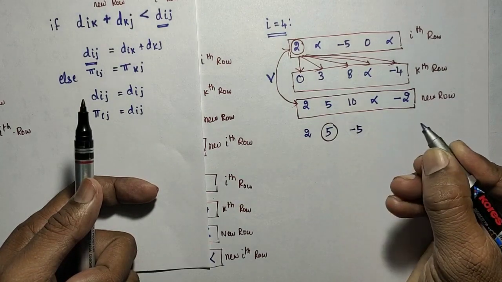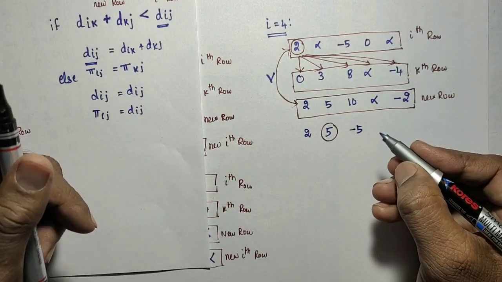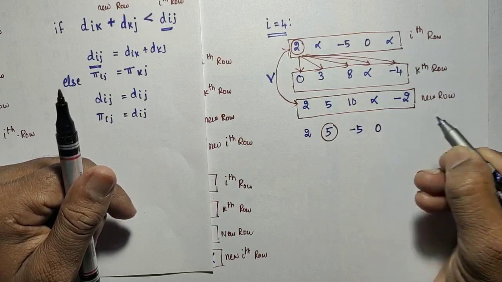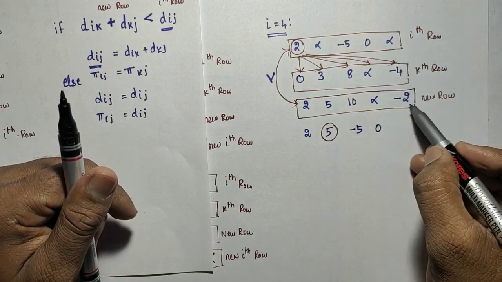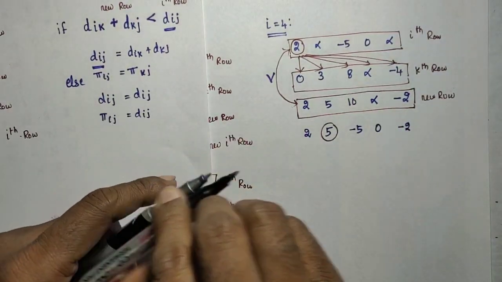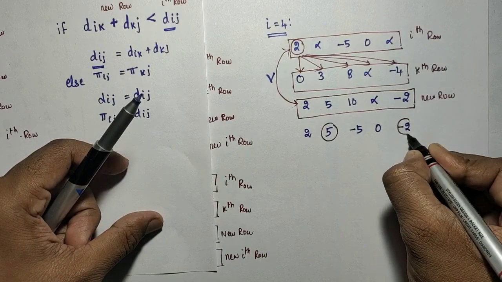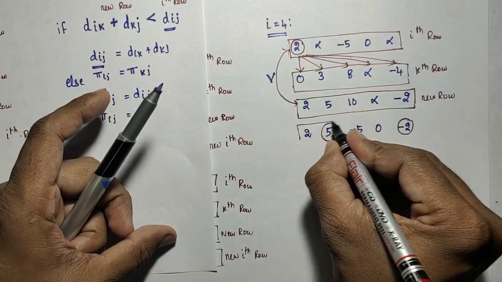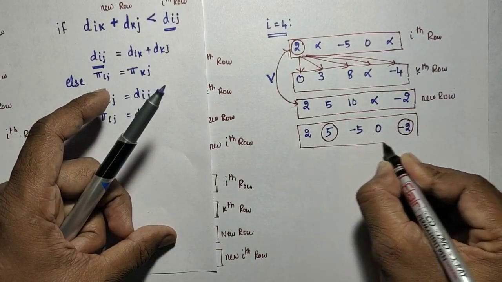It will be kept as it is. And infinity and 0. 0 is less, so no need for any change. And then infinity and minus 2. Minus 2 is less, so we have that updation. This element gets updated to minus 2. This and this element get updated. So this is the new ith row.